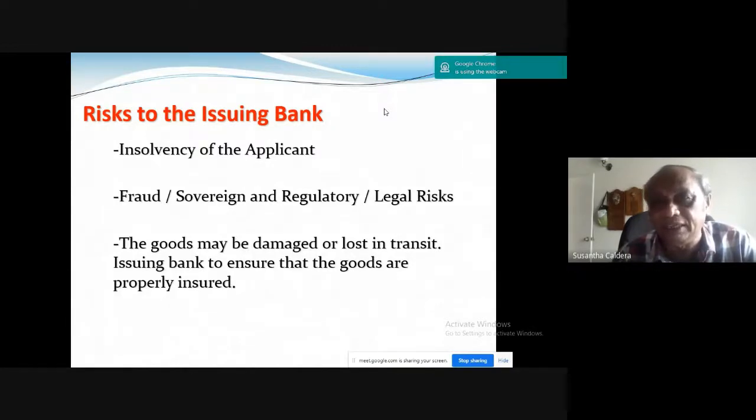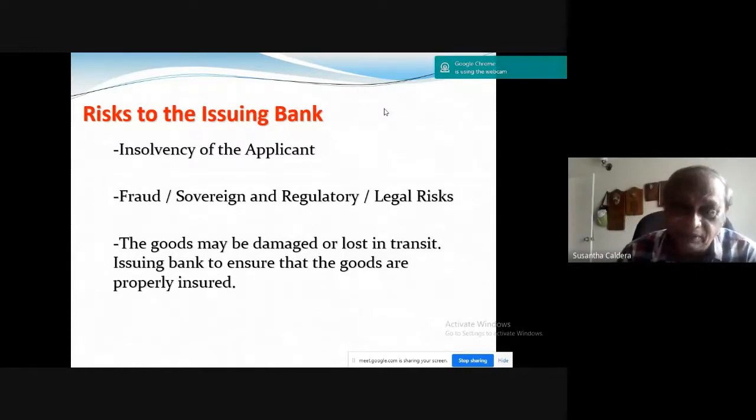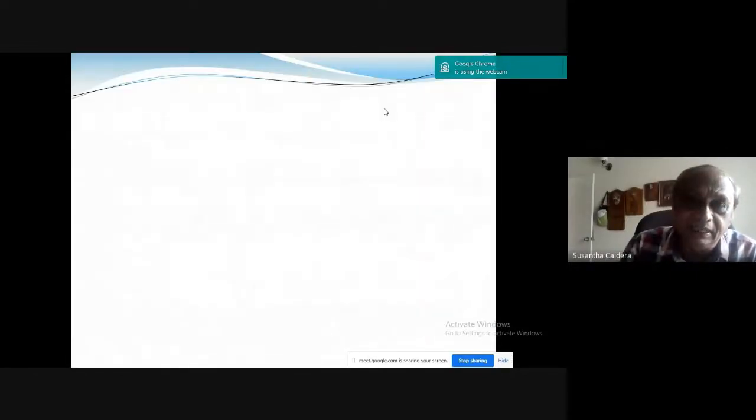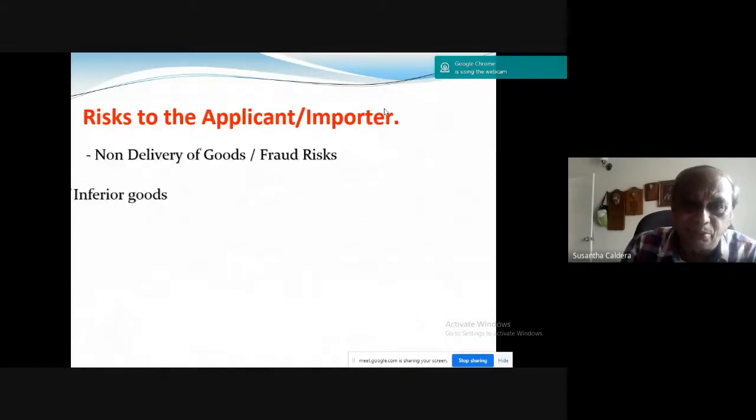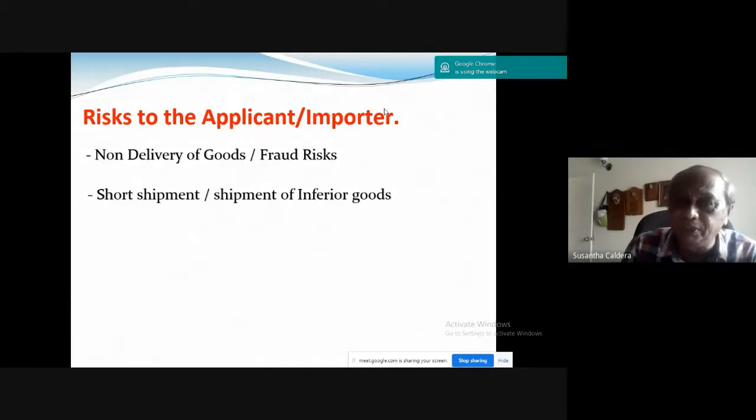Frauds, sovereign and regulatory, legal risk. Right? The goods may be damaged or lost in transit. The issuing bank must ensure that the goods are properly insured. Then, for the applicant or the importer: non-delivery of goods or fraud risk, short shipment of inferior goods. Right? Then shipping guarantees.